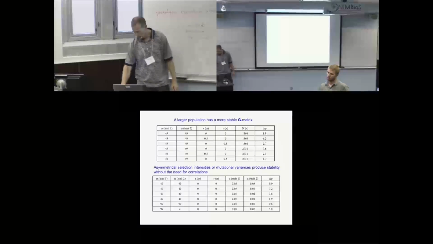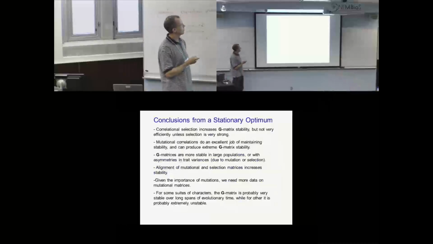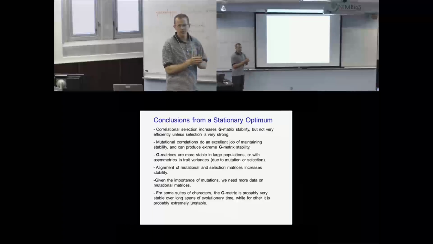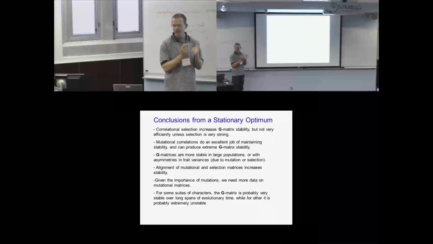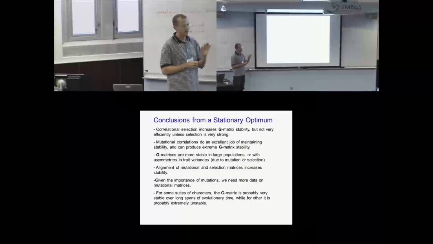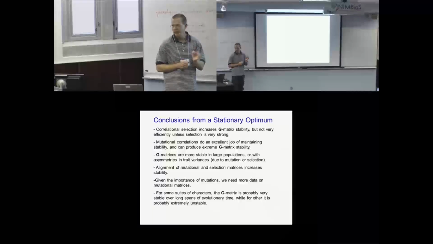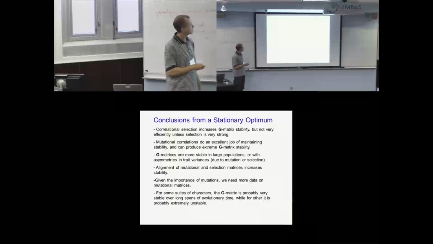So I'll just go through these conclusions and then see if there are any other questions. The main things that cause eccentricity and stability in a G matrix are correlational selection and mutational correlations. Correlational selection has limits because it has to kill individuals off. There's a cost of selection involved in maintaining G matrix stability if you do it through selection. Mutational correlations are very good at maintaining stability without that cost because they directly affect the standing genetic variation in the population. So they have sort of infinite potential to increase stability.